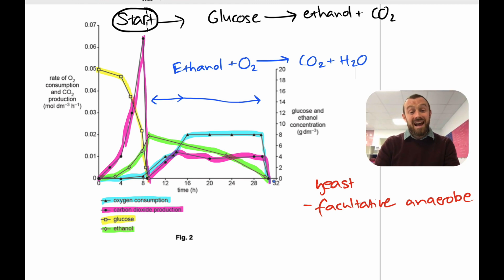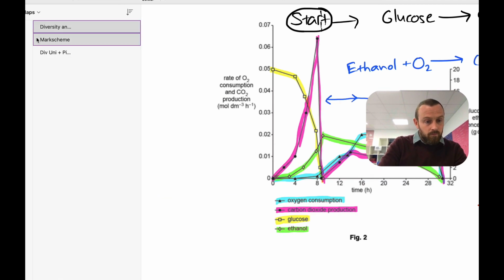Okay, so that is the full analysis of this graph, which was really tricky. The key thing you need to remember is that yeast can do both aerobic and anaerobic. You need to know the equations for both. And you need to know that yeast will respire anaerobically, sometimes even if there is oxygen present, because it's faster and it's lazy, basically. So let's look at the mark scheme.